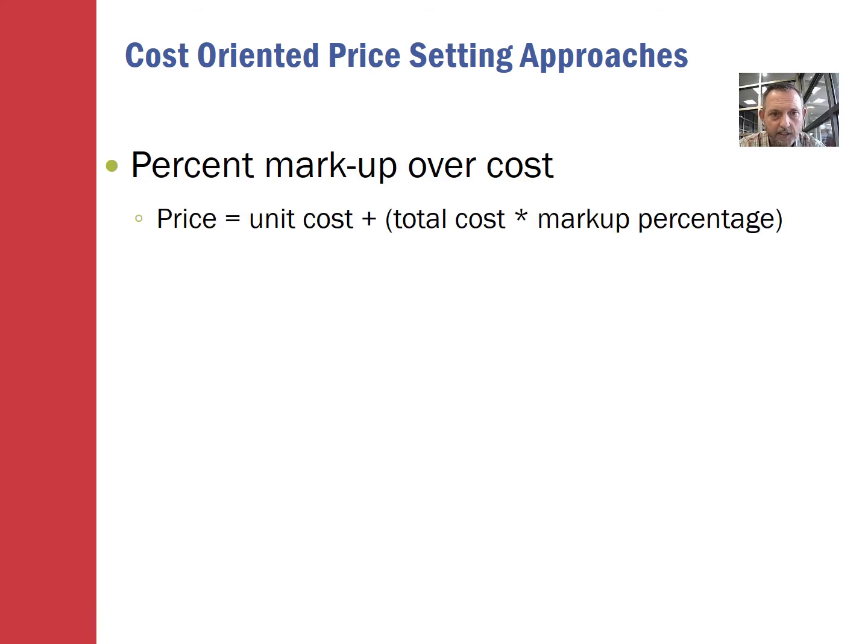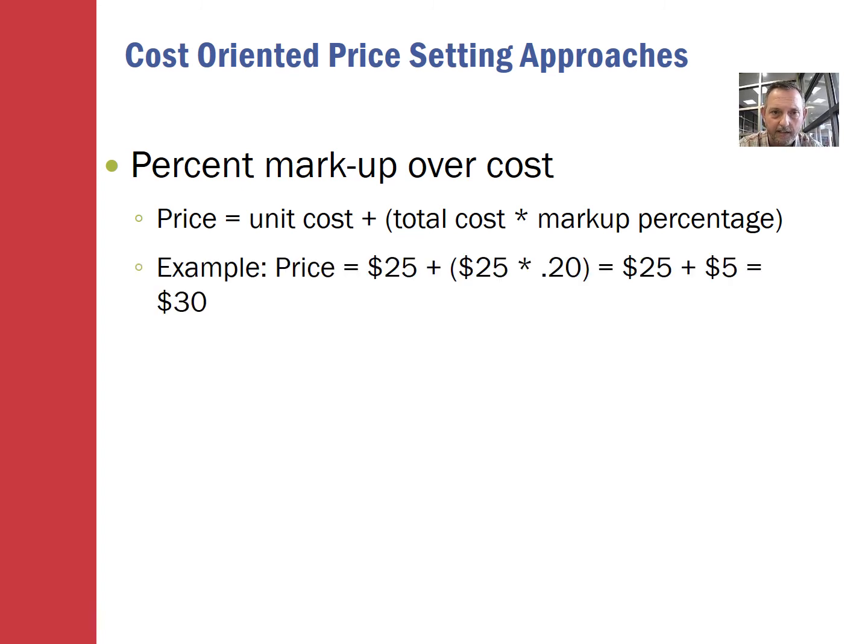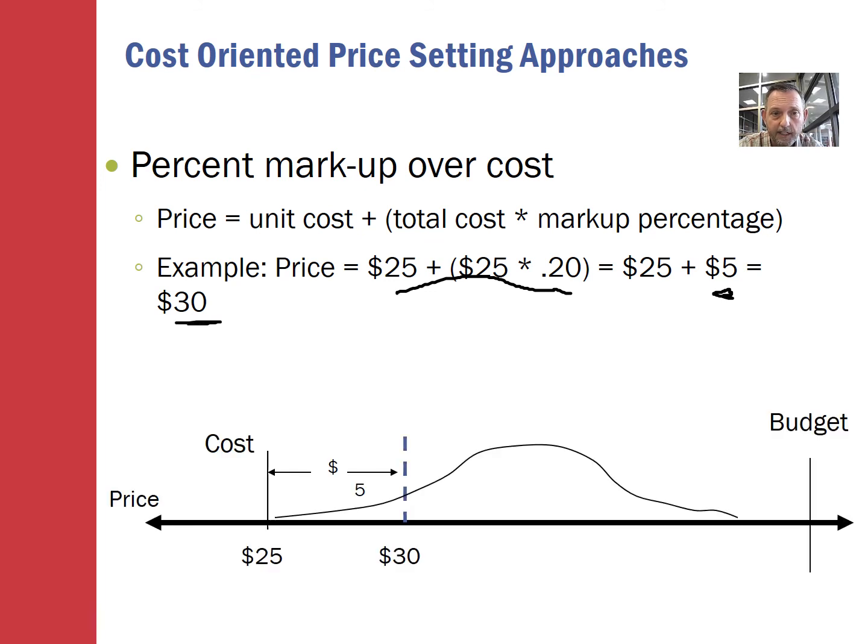Another way to do this is to use a percentage. So instead of a nominal amount like $10 in that last example, let's say we want a specific percentage that's specified. In this case, let's say 20%. So 20% of $25 is $5. A 20% markup on a $25 cost would be $5 added to the $25, which would give us a $30 sales price.